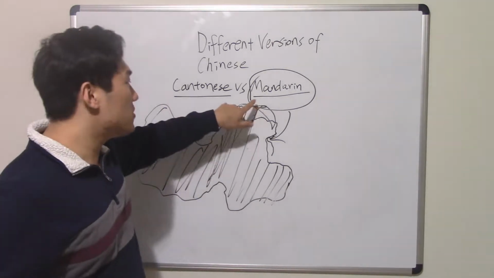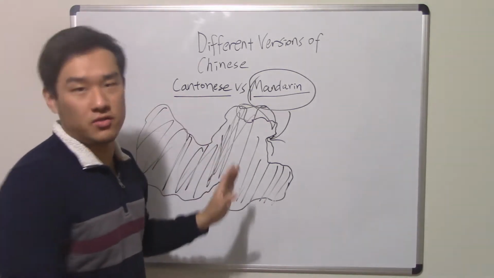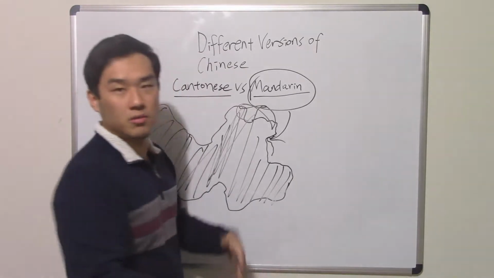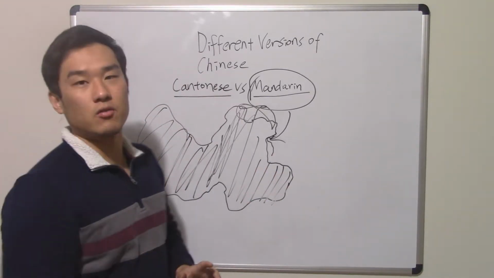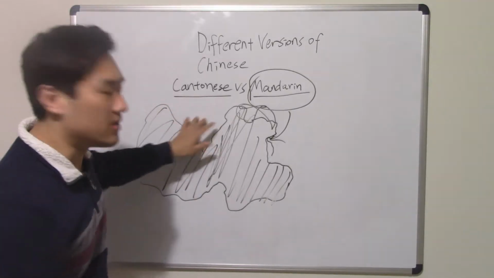The only difference between these two is the pronunciation. Both still write the same. You still write "hello" and so on the same way. So as far as written goes, most of it will be the same. And so what is Cantonese?